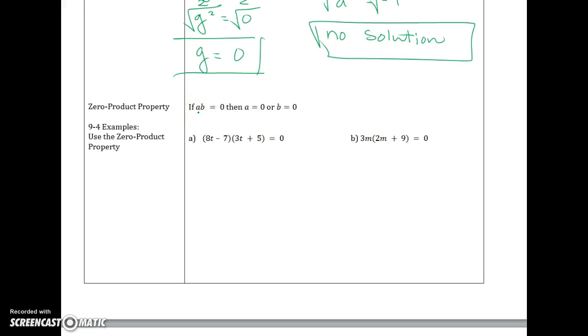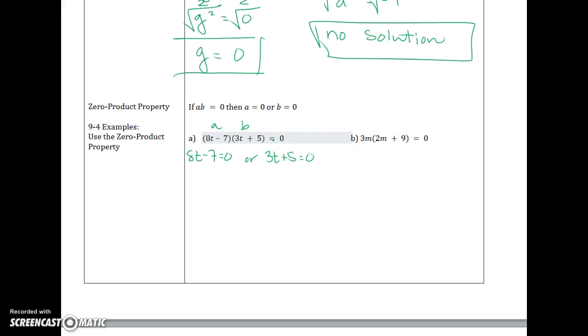So for 9-4, the introduction to solving by factoring, use the zero product property. That's all we want to do first. We love part A and B because they're both already in factored form. So thinking about this property, you should have two separate equations because you have two different factors. So my first one is going to be 8t minus 7 equals 0, or, because this is like your A and this is like your B, or 3t plus 5 equals 0.